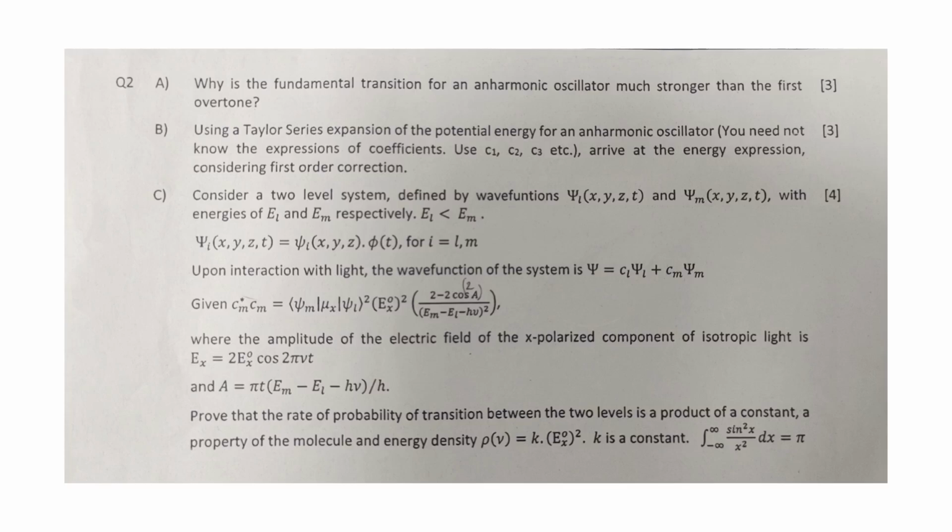Question 2b, try to solve it yourself. We will solve it. Using a Taylor series expansion of the potential energy of an anharmonic oscillator, arrive at the energy expression, considering the first order correction. Question 2a also: why is the fundamental transition of an anharmonic oscillator much stronger than the first overtone? We'll try to solve it. It will be a good exercise.